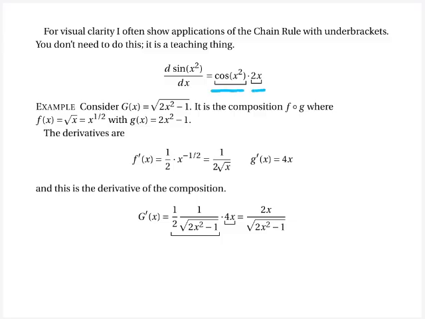As an example, I'm going to take a more complicated case. Suppose you have the square root of 2x squared minus 1. The square root is the outer function, and 2x squared minus 1 is the inner function, so I'm going to be applying the chain rule. Here's the derivative of the outer function. We know how to take the derivative of square root, and here's the derivative of the inner function.